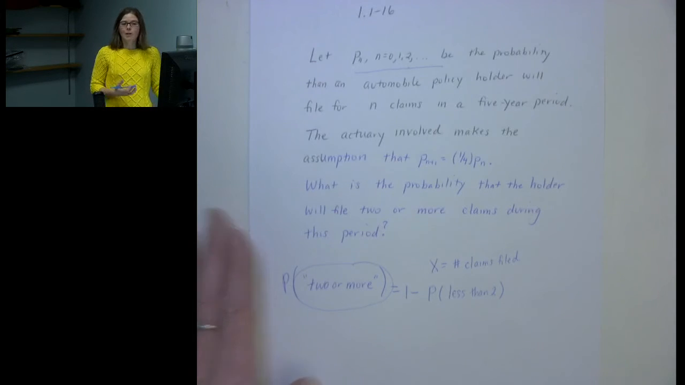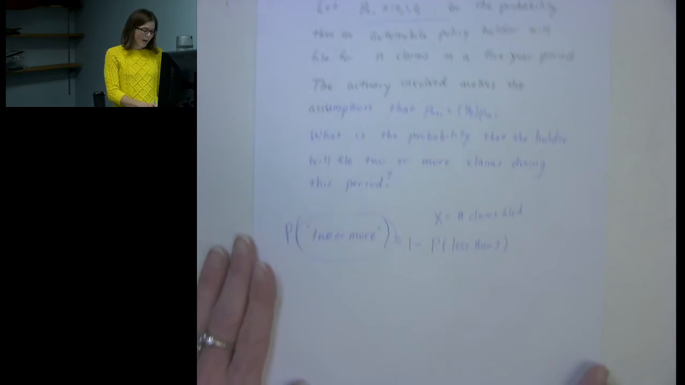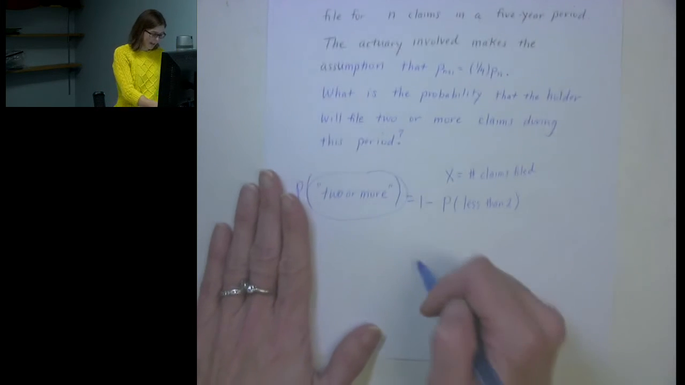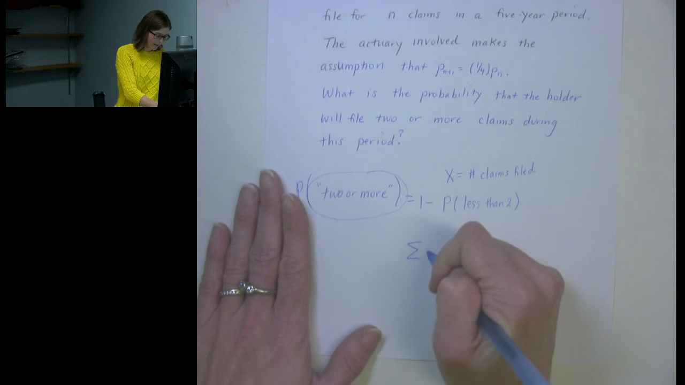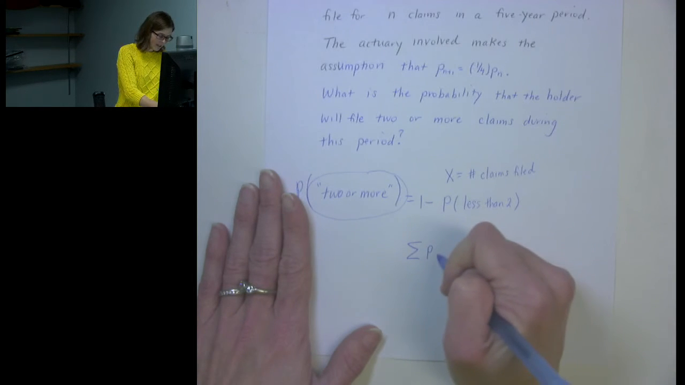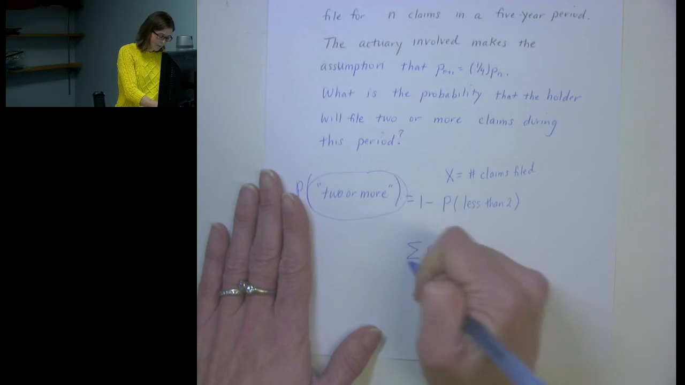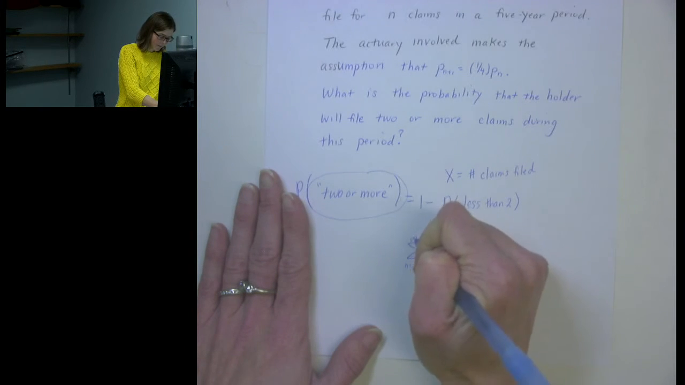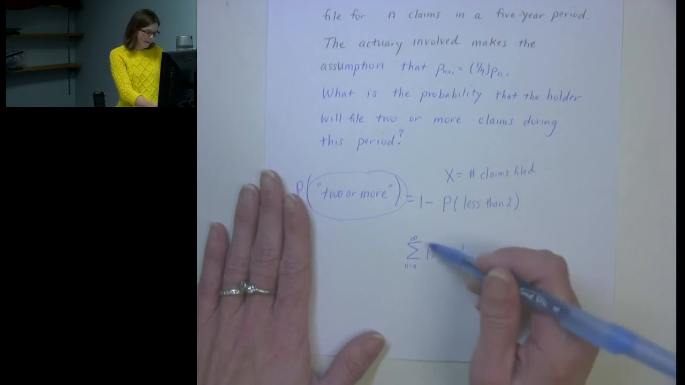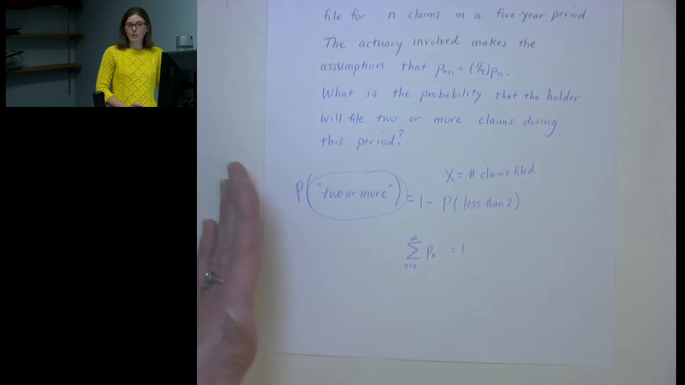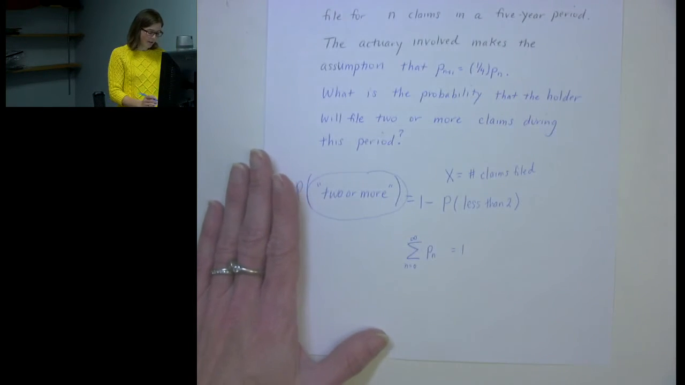So the tricky part in terms of doing the calculations is figuring out what the P sub n's are. What I advise you to think about is that all of the probabilities are going to need to sum to 1. Right? Then we can write these probabilities in terms of p sub 0, the probability of 0 claims.